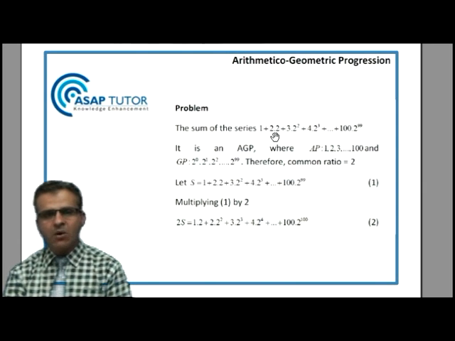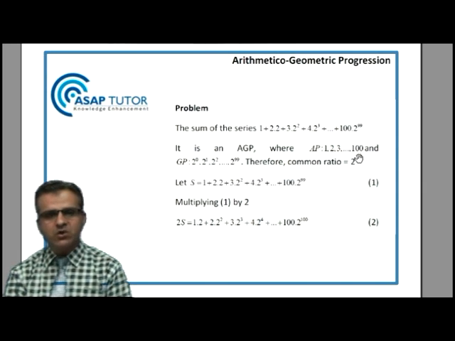So the first part of every term is an arithmetic progression: 1, 2, 3, 4 and so on up to 100. The second part of every term, 2 raised to the power 0, 2 raised to the power 1, 2 raised to the power 2, is a GP, and therefore its common ratio is 2. So we have S equal to 1 plus 2 into 2 plus 3 into 2 square and so on up to 100 into 2 raised to the power 99.